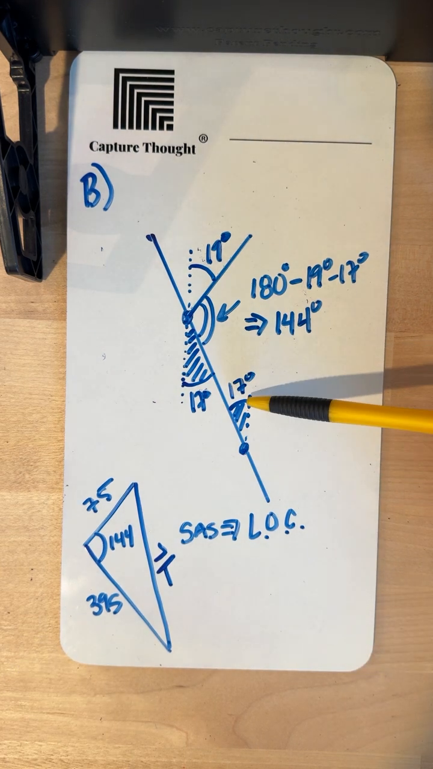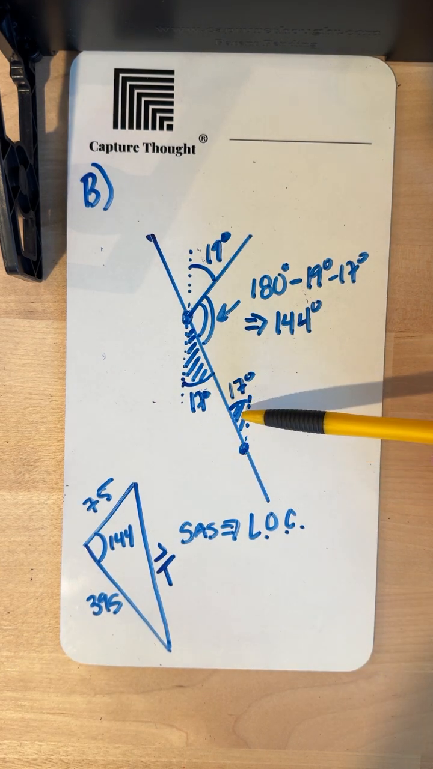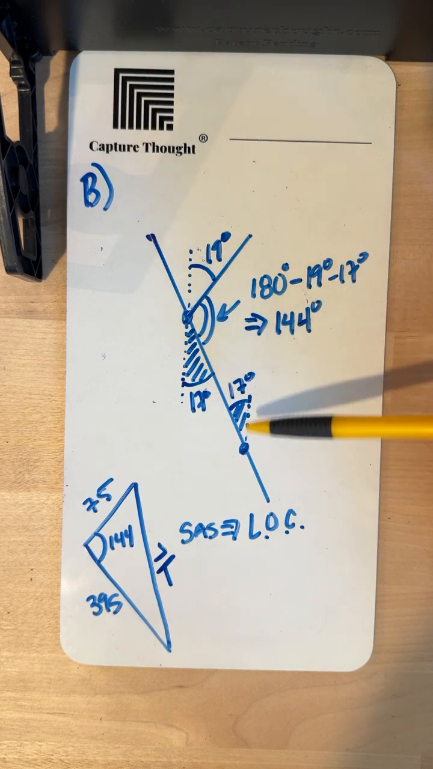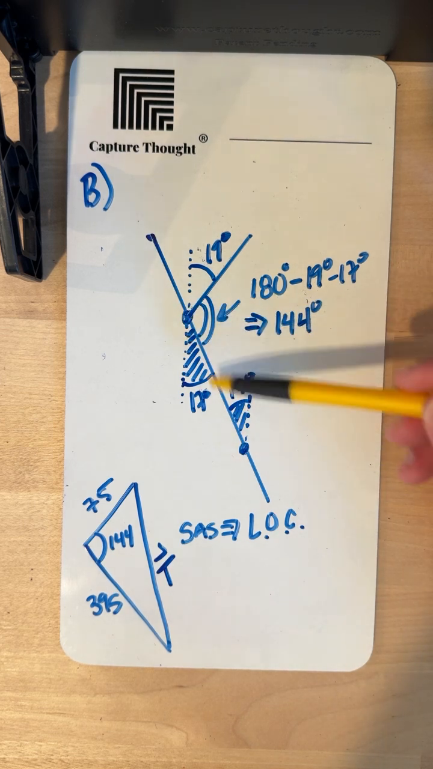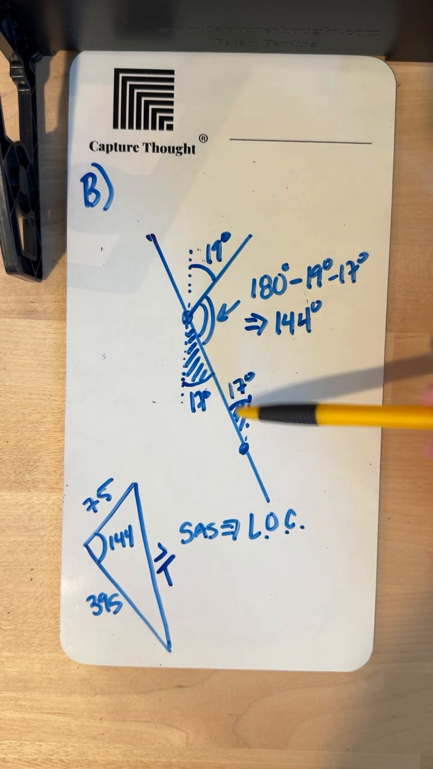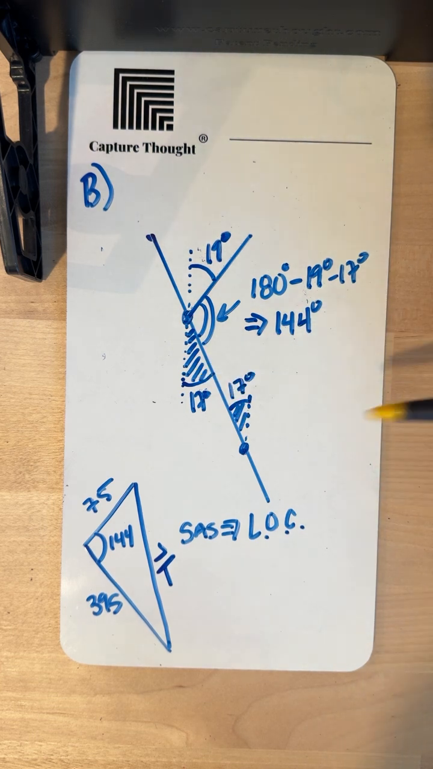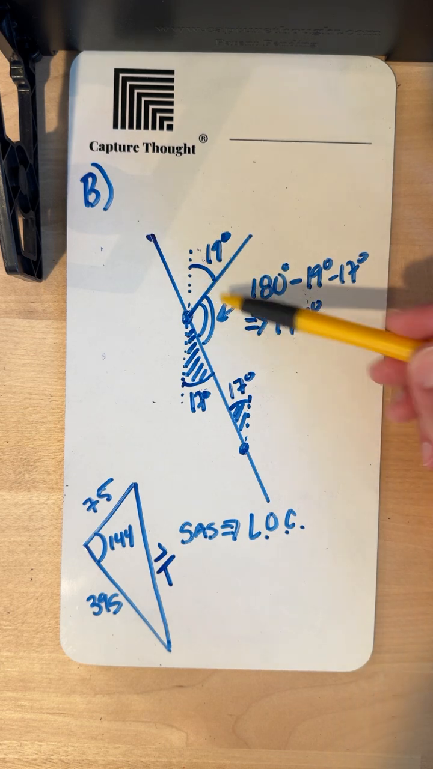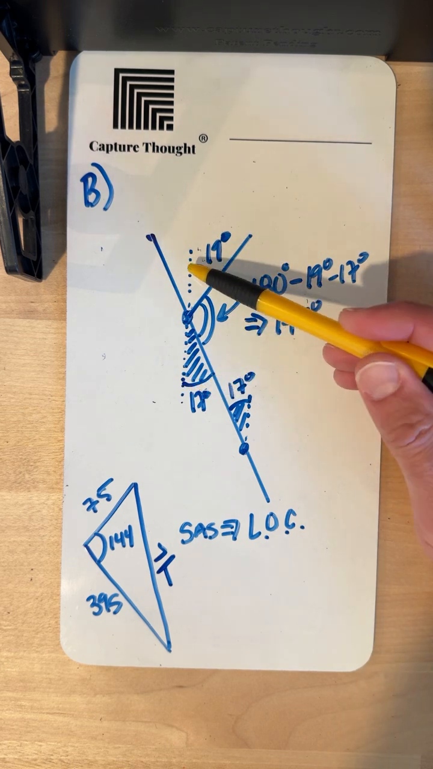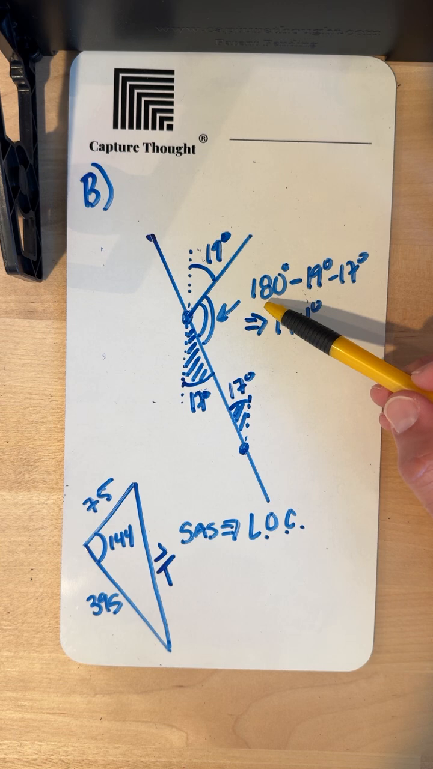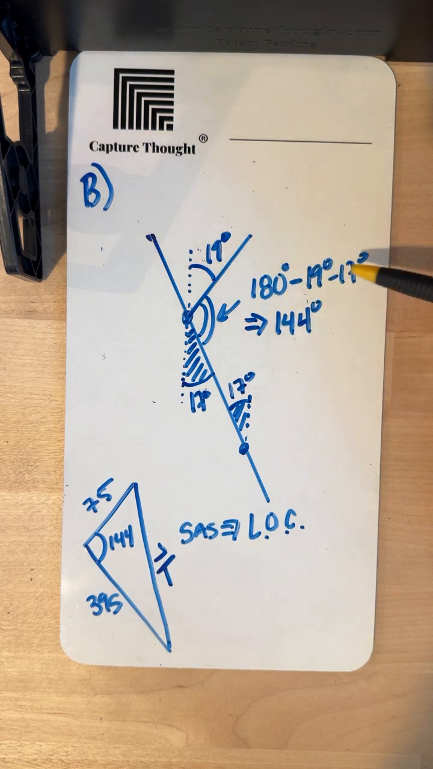So remember, if I'm starting here and this angle was 17, if I draw a transversal that goes through two parallel lines, then these two angles are going to be the same. So this is 17 degrees and this is 17 degrees. We already knew this was 19 degrees. So the whole entire angle we know is 180. So I took 180 and subtracted off the 19, and subtracted off the 17. That left me with 144 on this inside angle.